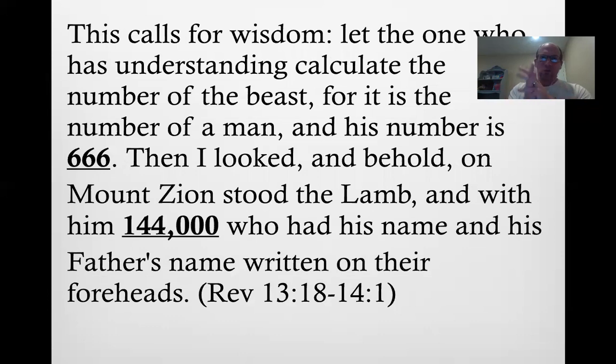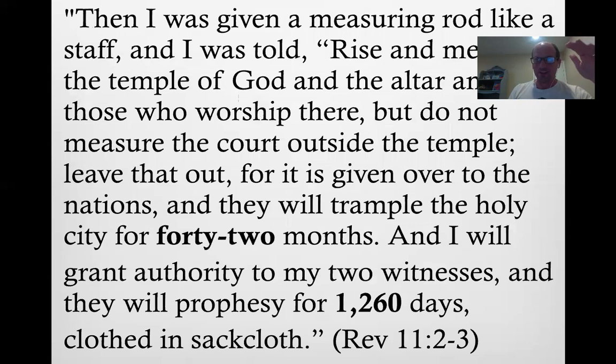Now, this calls for wisdom. Let the one who has understanding calculate the number of the beast, for it is a number of man, 666. I looked and behold, 144,000. You get the two numbers put sort of against each other. So you know that these two are competing. These two are not buddies. And these are two different sets of numbers. 666 belongs to one category. If you remember the chart, it belongs to triangular numbers. 144 belongs to square numbers.